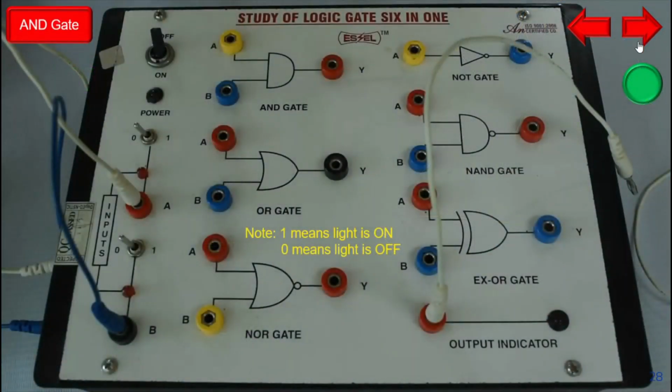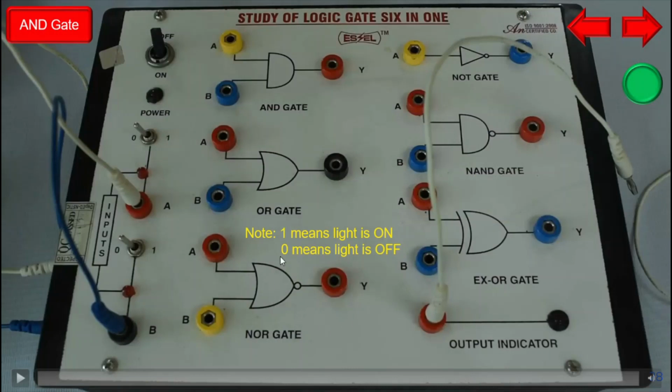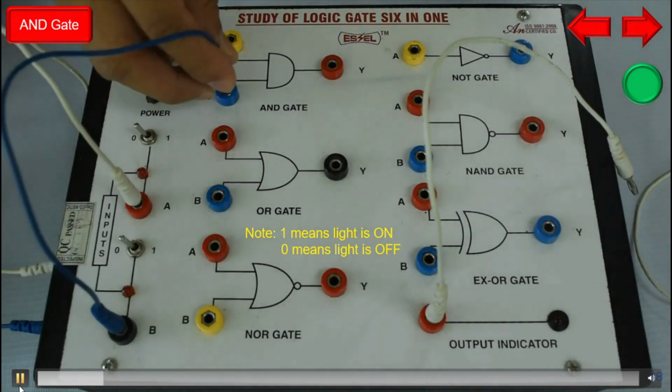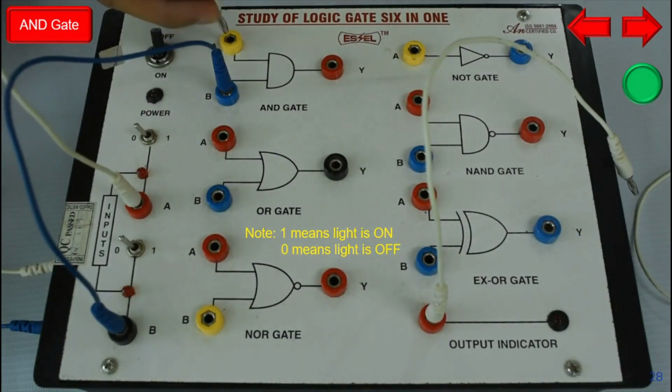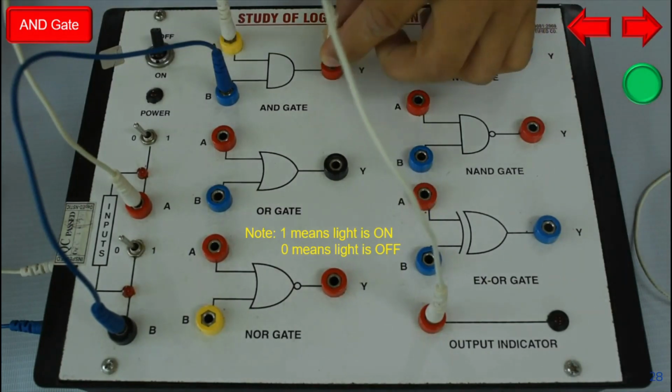Now watch this short clip of an AND gate. Observe the input indicators on the left and output indicator on the right. If the LED is on, that means 1. If it is not lit up, that means 0. These combinations will be summarized in a truth table.